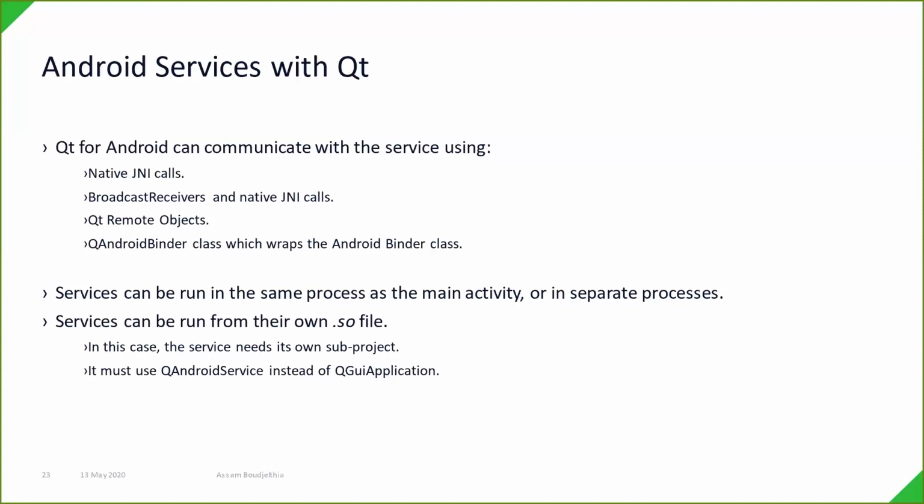Qt for Android services can run in the same process as the main activity or in a separate process. They could also be called from the same shared library, or the service could have its own shared library. In the case of using a separate shared library, the service has its own sub-project. And one thing to remember is that when using Android services, you always need to use the QAndroidService event loop instead of the normal QGuiApplication, for example.